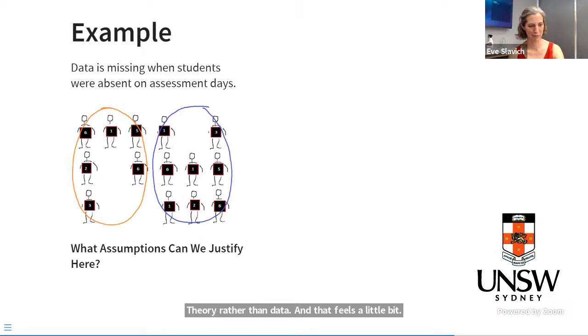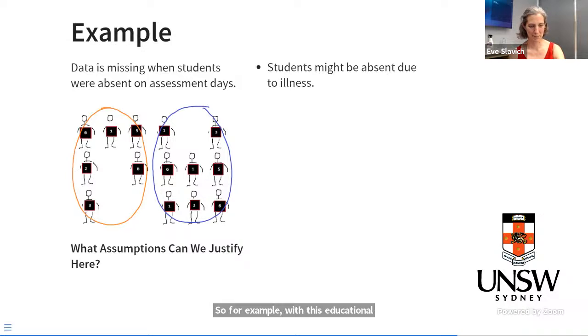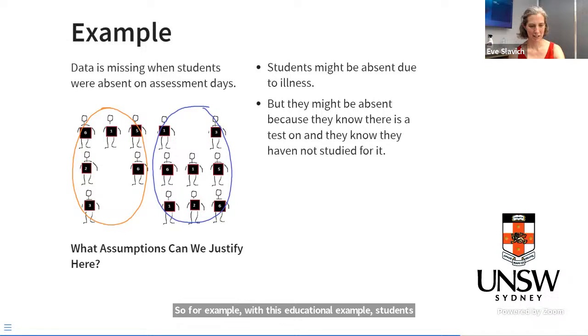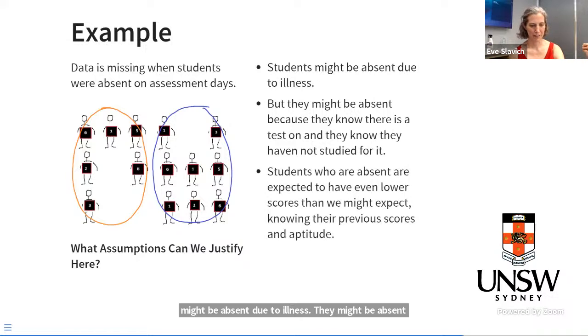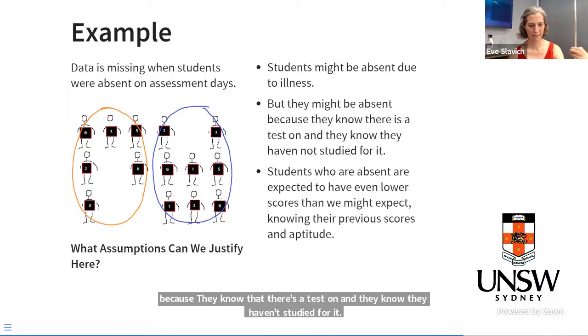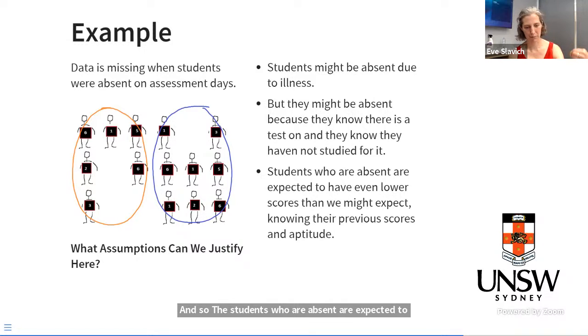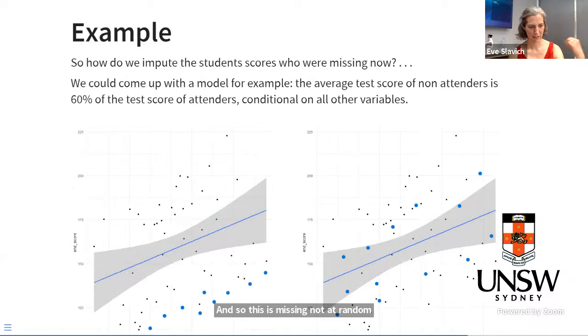So, for example, with this educational example, students might be absent due to illness. They might be absent because they know that there's a test on and they know they haven't studied for it. And so the students who are absent are expected to have even lower scores than we might expect, knowing their previous scores and aptitude. And so this is missing not at random data. So how should we impute the students' scores who are missing now?